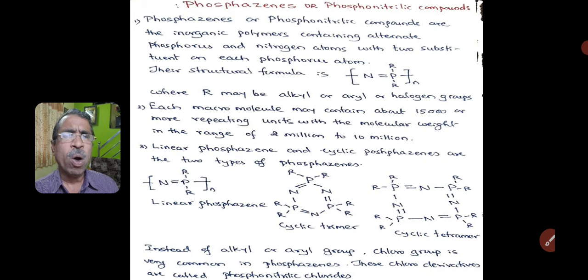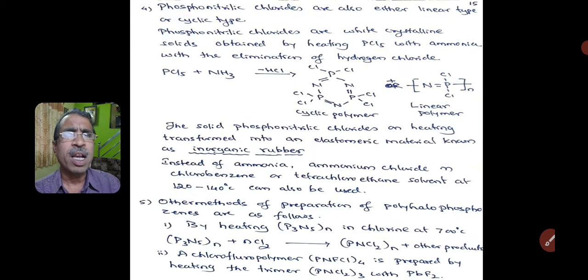Instead of alkyl or aryl groups, if a chloro group is introduced in the phosphazenes, these compounds are called phosphonitrile chlorides. These phosphonitrile chlorides have more significant properties than the alkyl or aryl derivatives. Phosphonitrile chlorides are also either linear or cyclic. Here, instead of R, they have Cl atoms.